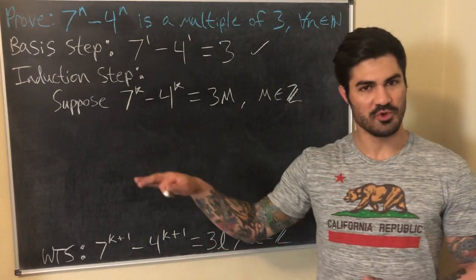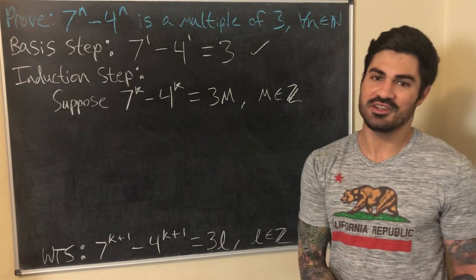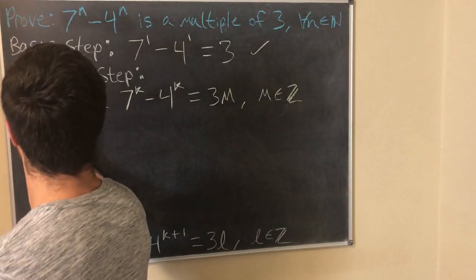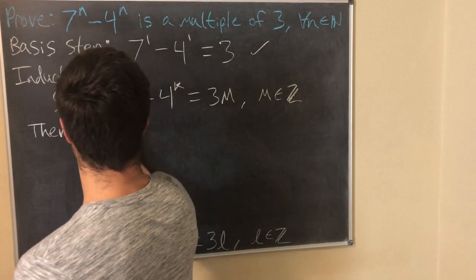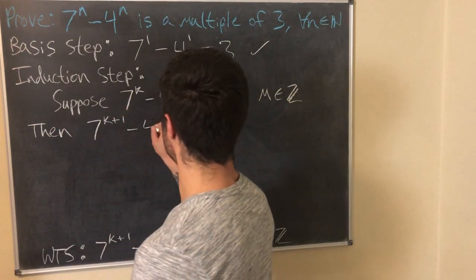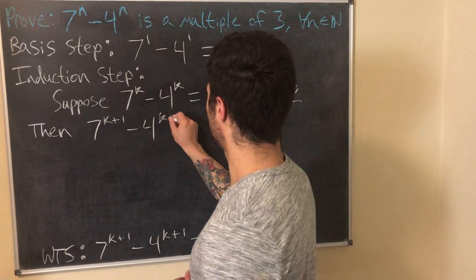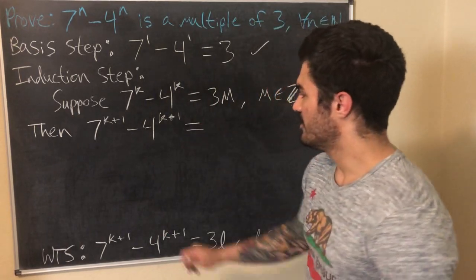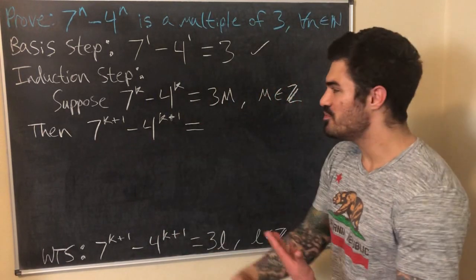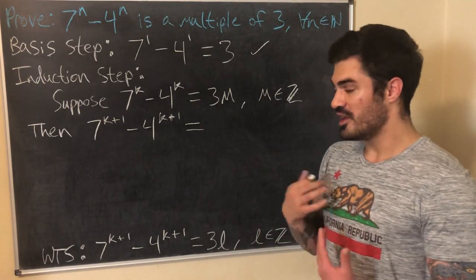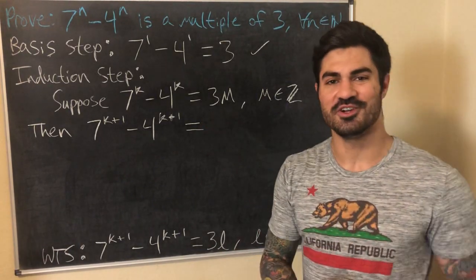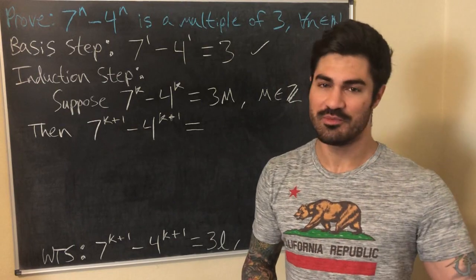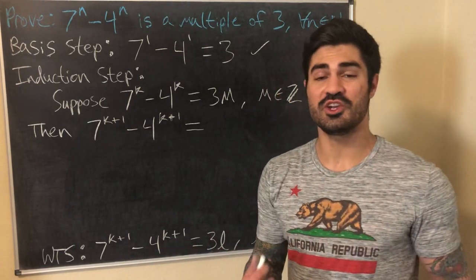And now how I'm going to start this proof is in a way that may seem like it's contradicting some of the things I mentioned in this video, but I'm going to explain why it doesn't. So we're going to say then, and I'm going to write out what we want to show. 7 to the k plus 1 minus 4 to the k plus 1, equals, and I'm just going to take this expression and I'm going to manipulate it, change it around a little bit, and eventually show that it's equal to 3 times some integer. So why is this different? Why is this not assuming something that I shouldn't be assuming? Well, in the last 2 examples, what I wanted to show was an equation.